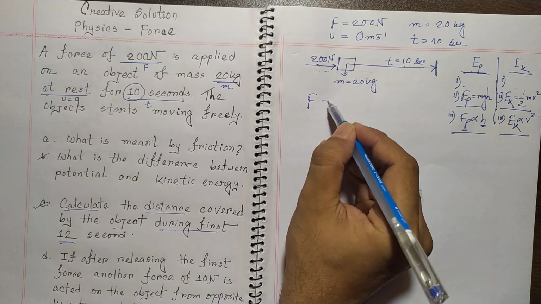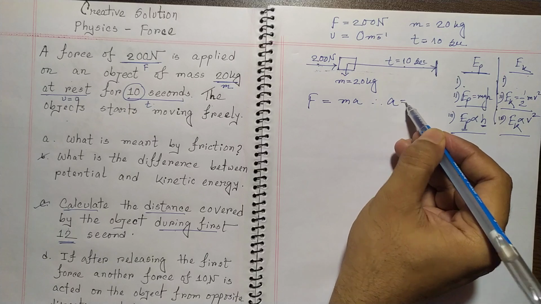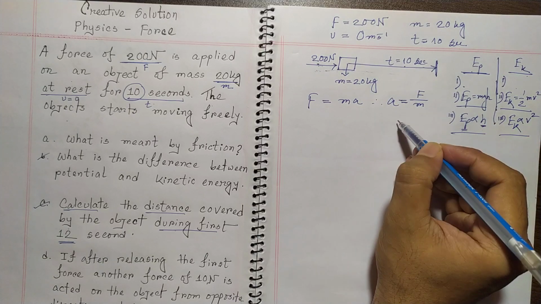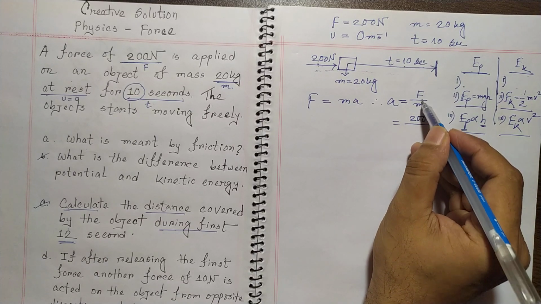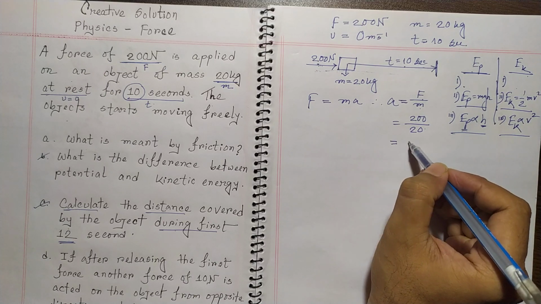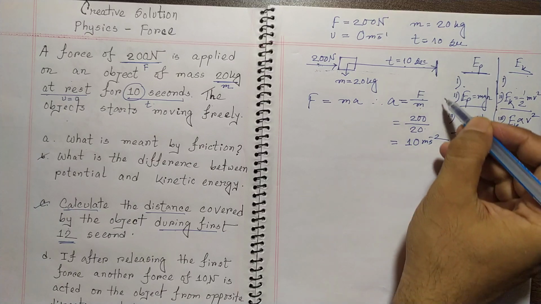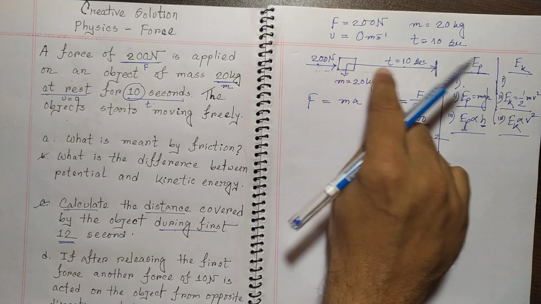We know that F equals ma, so a equals F divided by m. So 200 newton was applied on a 20 kilogram object. So this is 10 meter per second square. This is the acceleration within these 10 seconds.